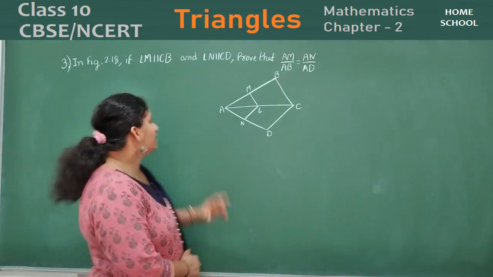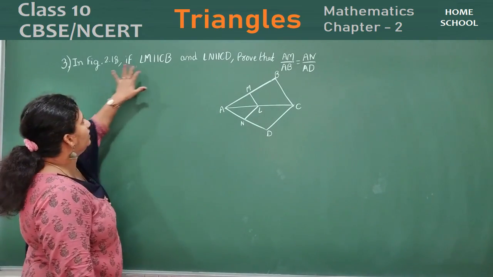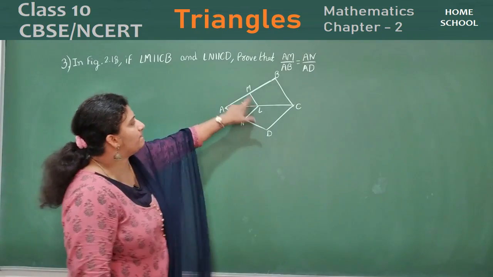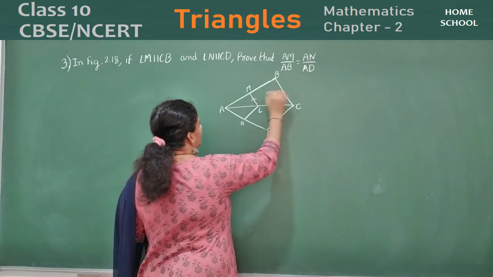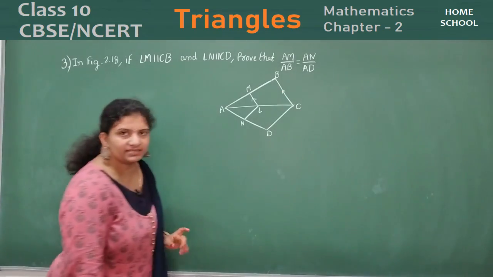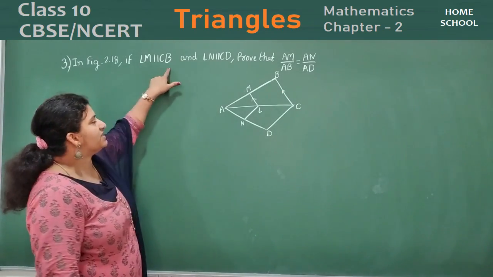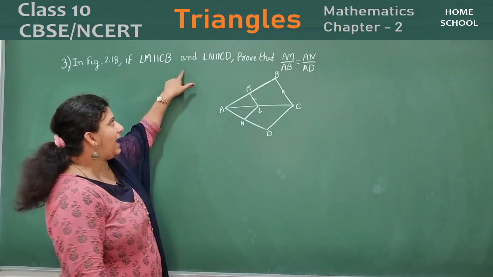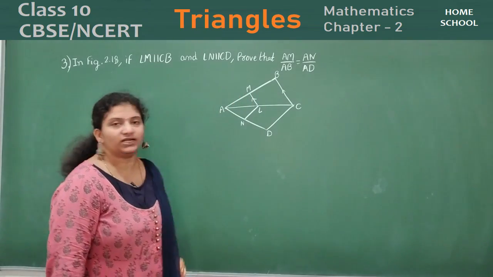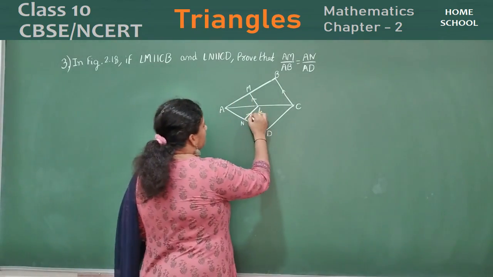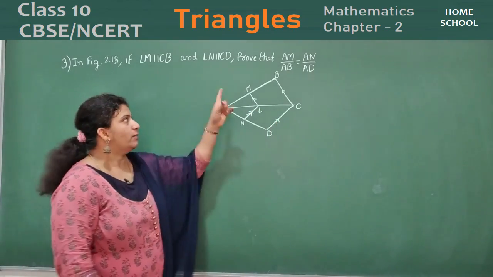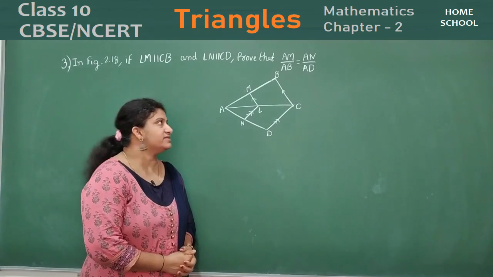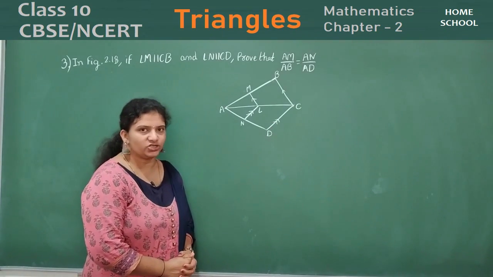So, what's given here, children? In figure, LM is parallel to BC. What can I write here? A remark, it indicates parallel. LM is parallel to CD and LN is parallel to CD. Prove that AM by AB is equal to AN by AD is your question.